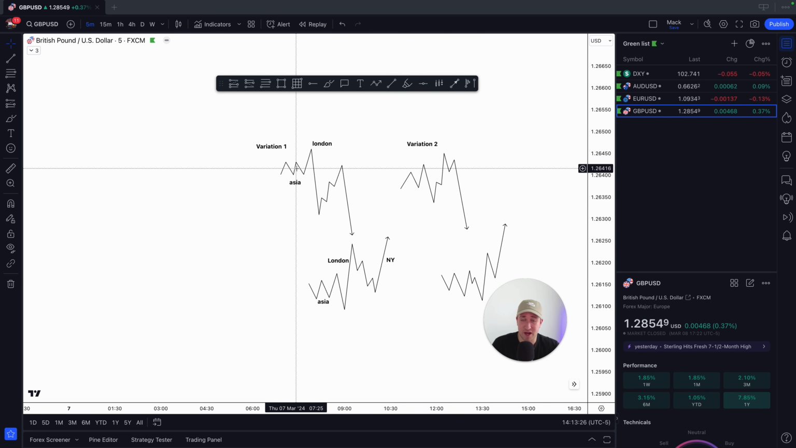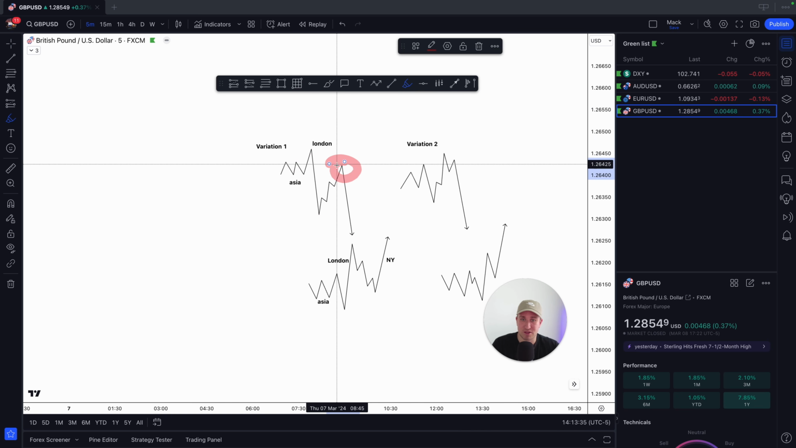Right here, you can see we have Asia session. London session will take the high, cause a shift in structure to the downside, and then New York session will retrace, and then this will be an optimal trade entry here that we can look to take a continuation.